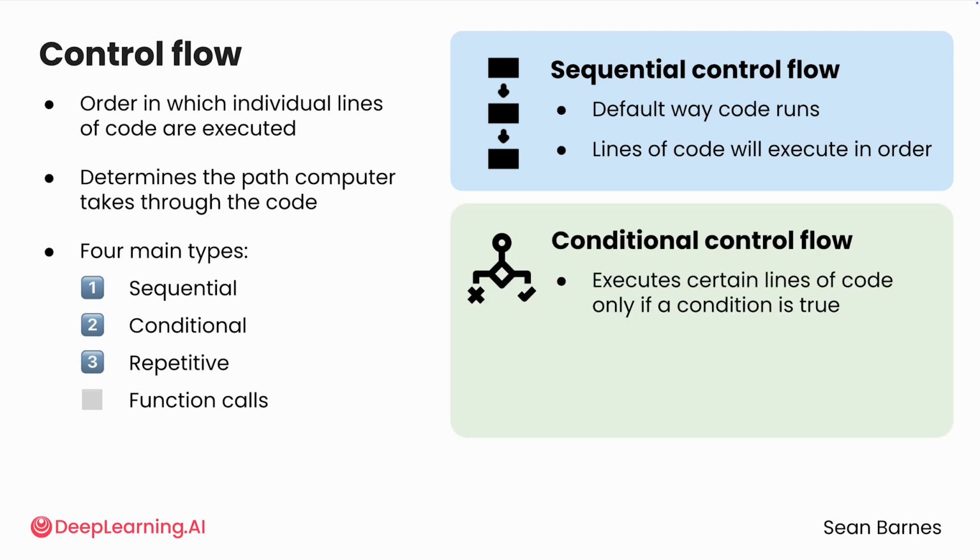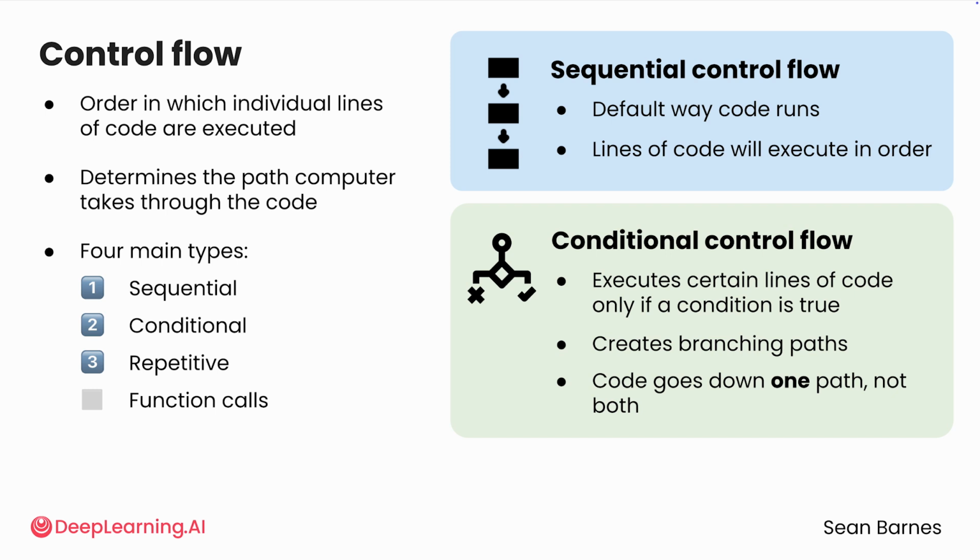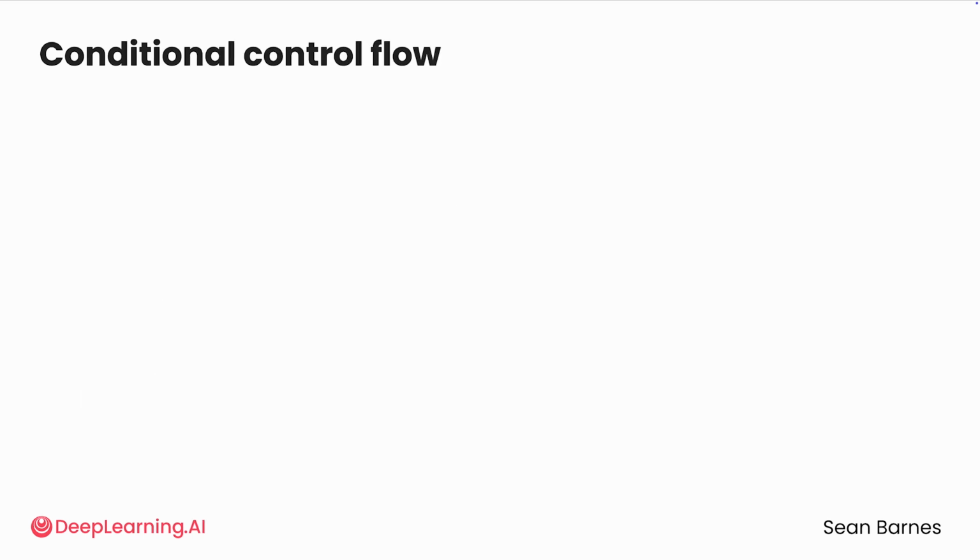Next up is conditional control flow. Conditional flow executes certain lines of code only if a specified condition is true. It creates branching paths in your code, kind of like a fork in the road, where your code may go down one path or the other, but not both at the same time. Let's draw a real-world example.